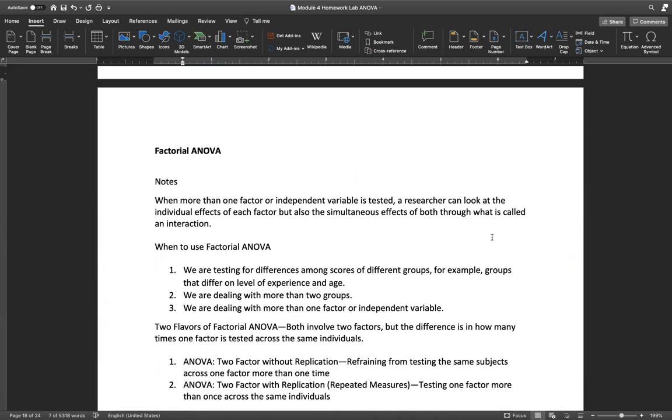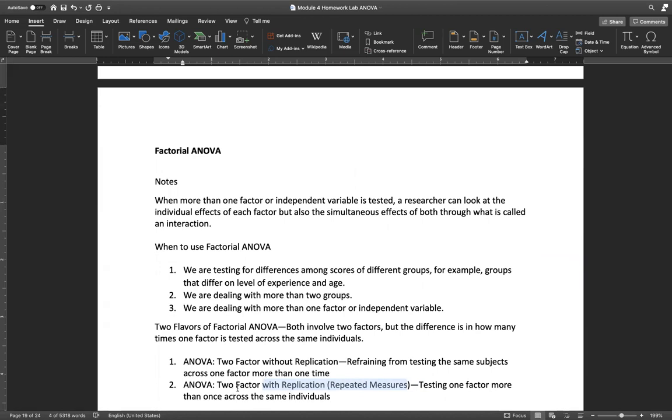Now, remember that Factorial ANOVA is another form of ANOVA. We have two types, two-factor without replication and two-factor with replication. This is also called a repeated measure. So basically, I'm testing the same people more than once. Remember, we had something very similar when we did the dependent t-test.